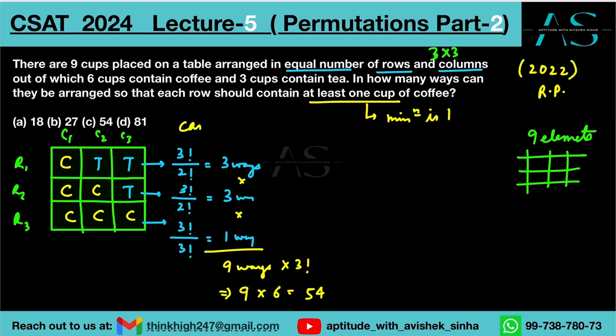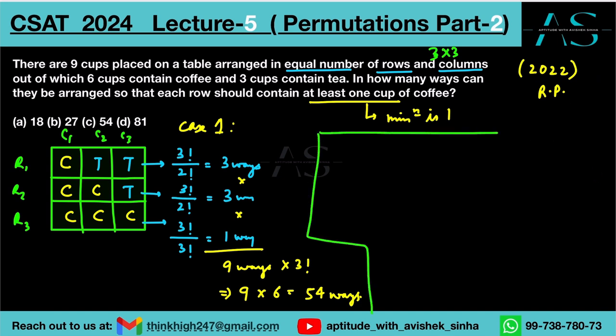This is case number 1. 54 ways. Why case number 1? Because you'll see we can have one more case here. Case number 2 says, can we have 2 coffees in each row?